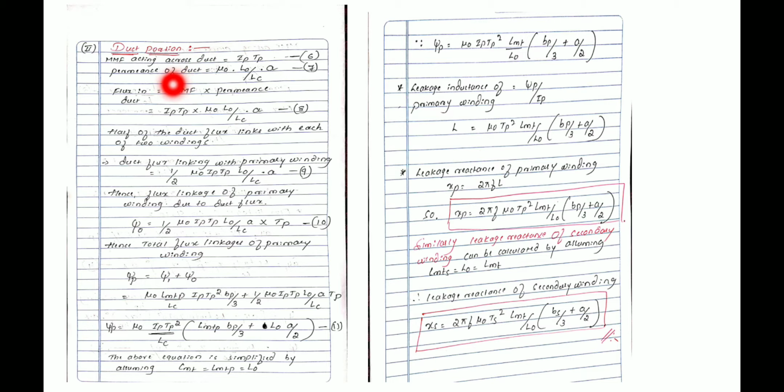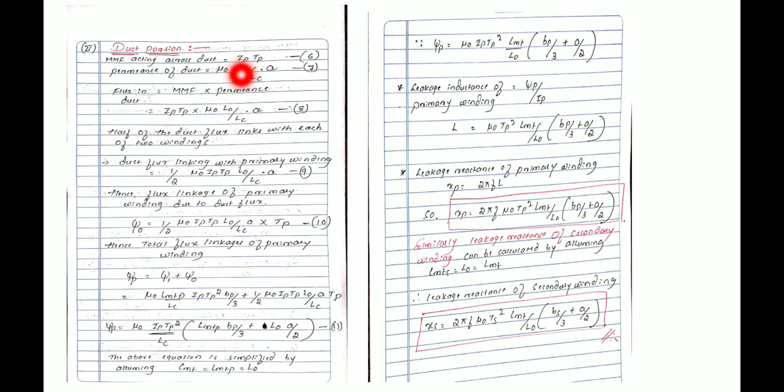So the same procedure we have to follow here also. First what we had calculated in the conductor portion was the MMF acting across the strip, but here MMF is acting across which portion? That is the duct portion. MMF is nothing but what? Ampere turns it is there.